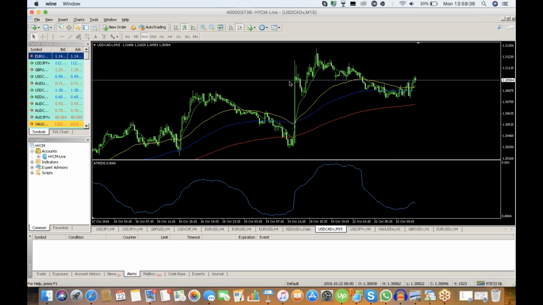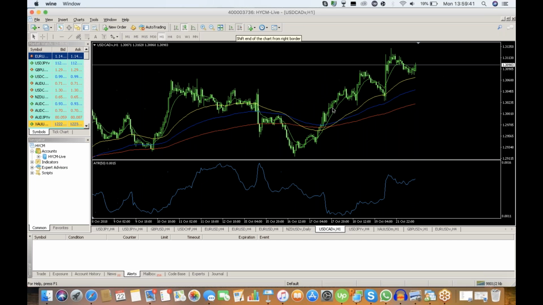So you can see now that this area here, that 50 moving average, would potentially be a good place to rejoin US dollar Canadian dollar longs, or certainly this 100 moving average looks a good place to rejoin longs.